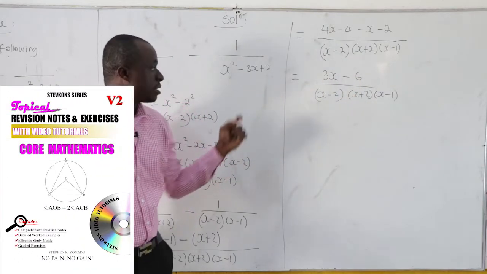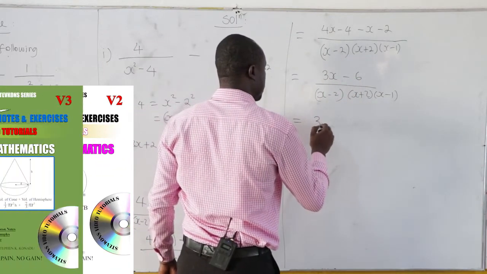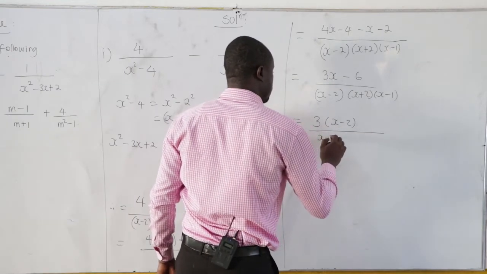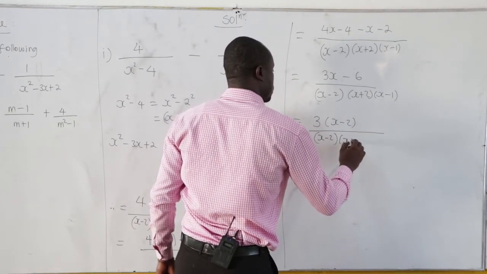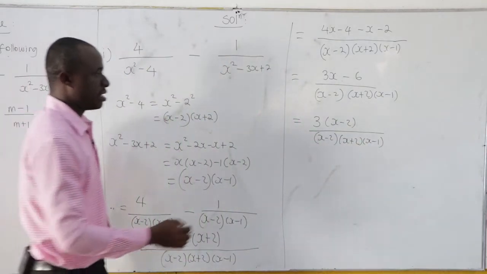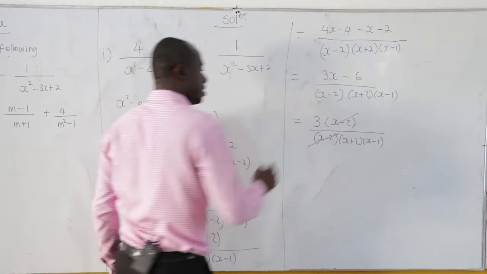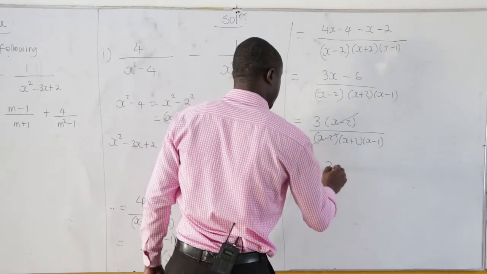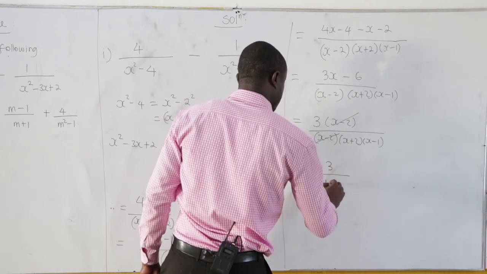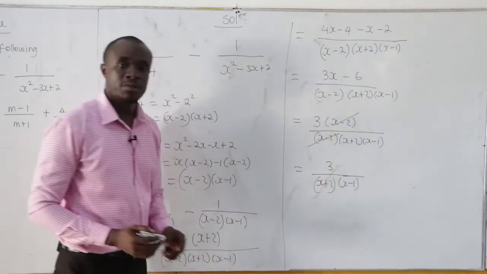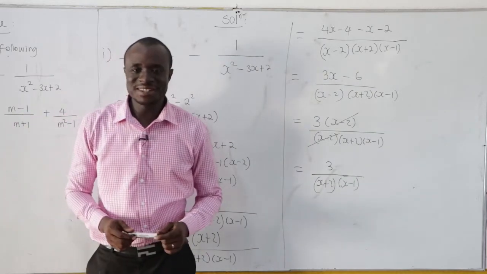We can factorize 3 out. So when you factorize 3 out, what do you have? x minus 2 all over x minus 2, x plus 2, x minus 1. Now let's see, x minus 2 will cancel x minus 2, common factors. So we have 3 all over x plus 2, x minus 1. Very, very easy and interesting.